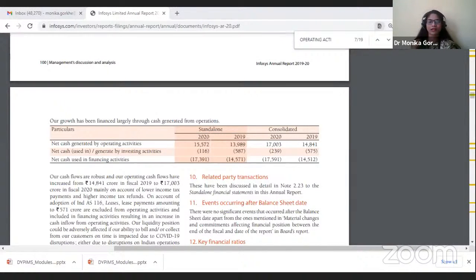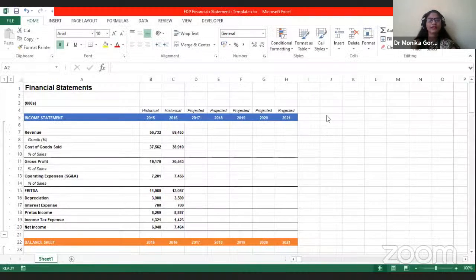So let's start with the construction of the three financial statements. I have already taken a format. Now our work actually starts. First, we have to start reading the financial statements from the annual reports, understand the numbers and the components of the three financial statements, and then move ahead with constructing them.